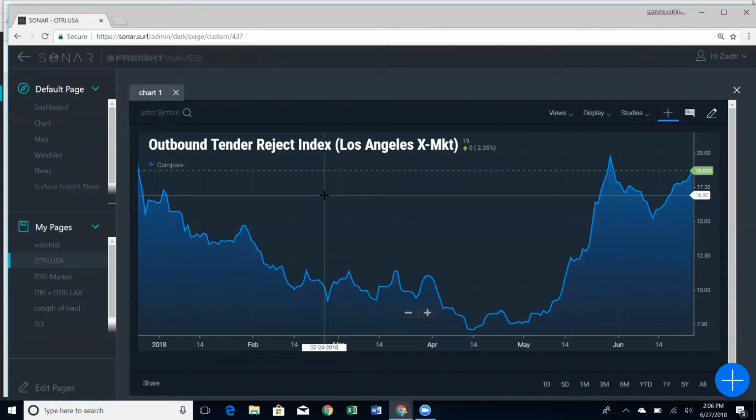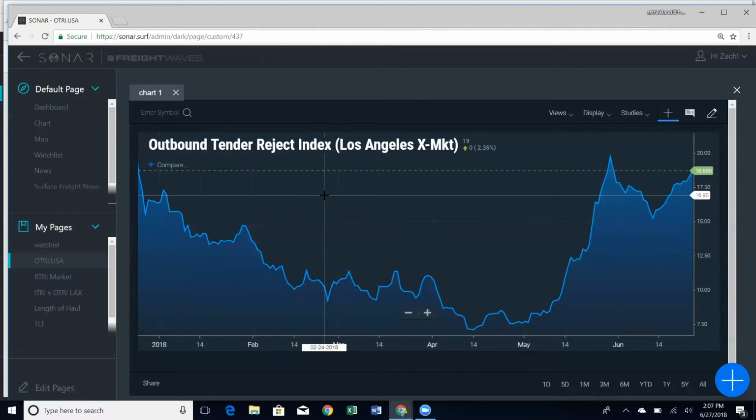So it's not quite that high, but what the tender rejection index does measure is the carrier's willingness to move loads in that particular area. From an outbound tender rejections perspective, what that is telling you is that carriers either, one, don't have trucks in the market to cover the capacity, or two, are getting a better rate somewhere else.